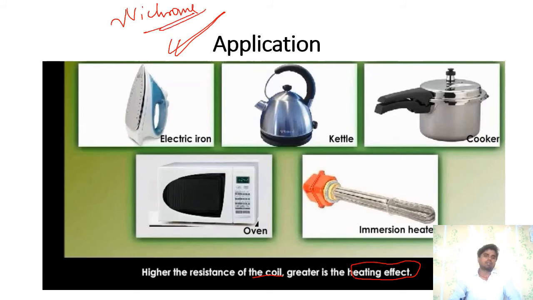Now you have to tell me the different appliances, like electric iron, electric kettle and cooker, oven, immersion heater. They are a few applications in which a higher resistance coil is added so that the heating effect will increase.